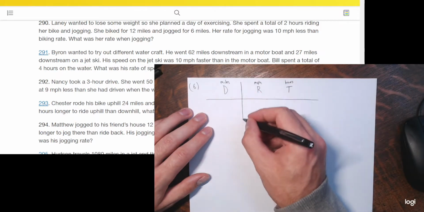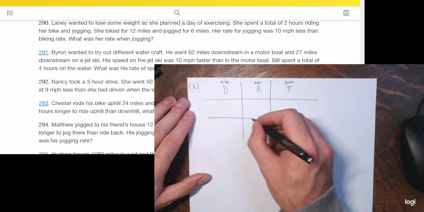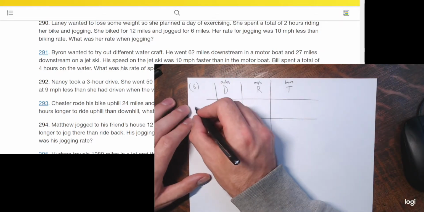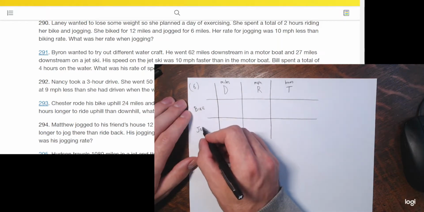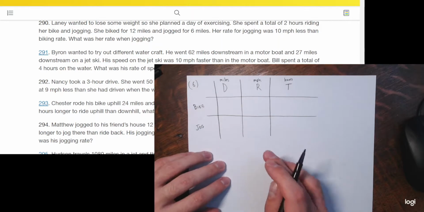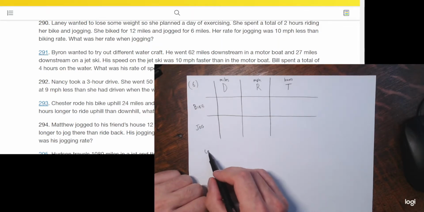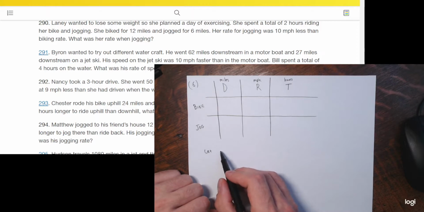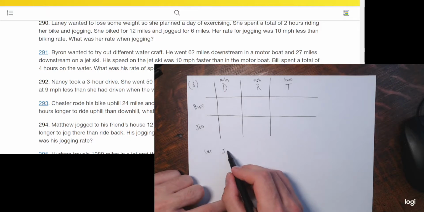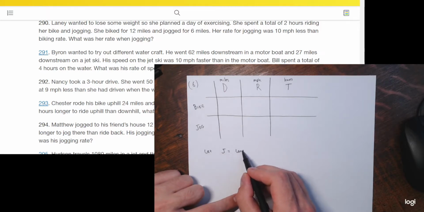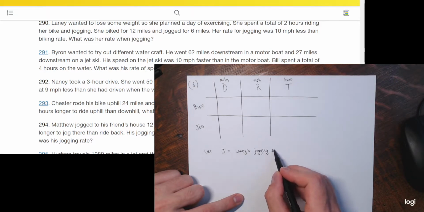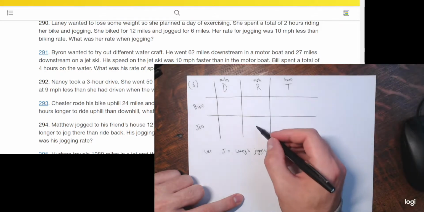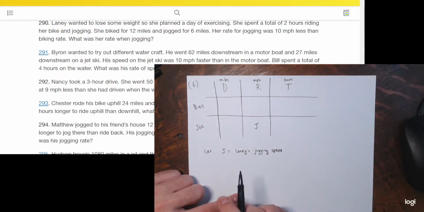And the two types of travel here, the two trips being made, one is riding bike, let's put bike, and jogging. Alright. And I'll use J again, J for jogging. This is what was her rate while jogging. So I'm going to have J be Lainey's jogging speed, jogging rate. So that'll go under the R for jog, J.